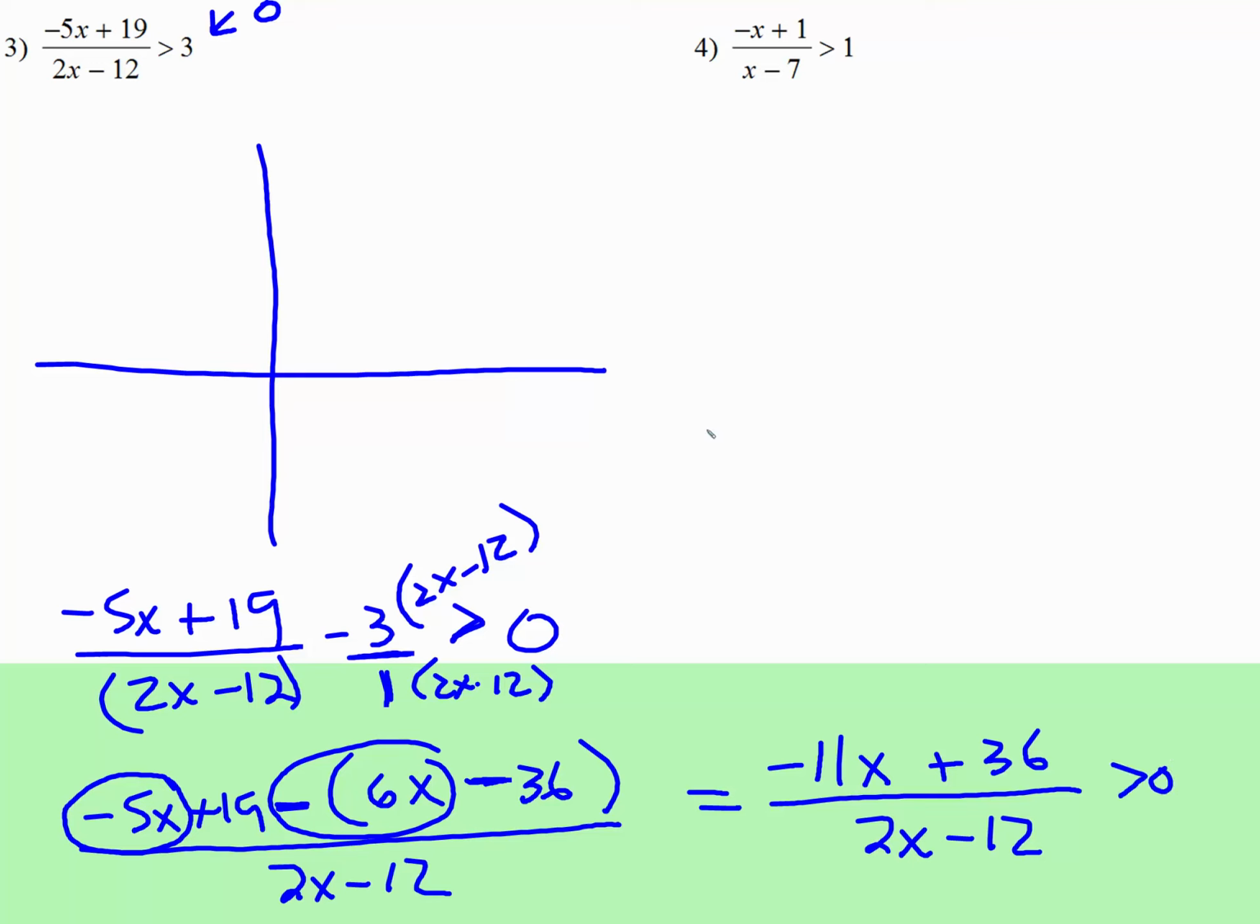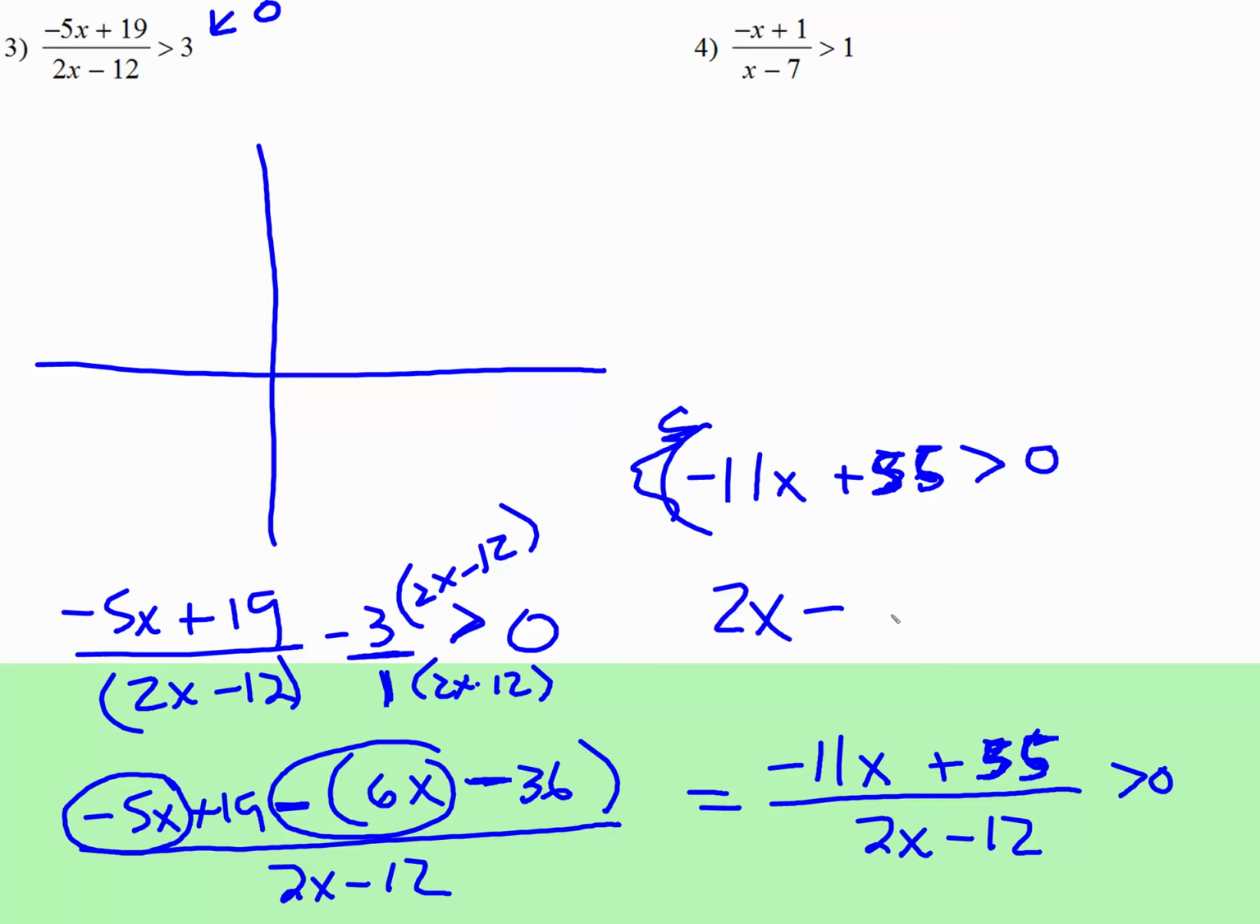Now what you do is you're going to set the numerator, negative 11x plus 36 greater than 0. And you're going to set 2x. Oh, I'm sorry. 36 plus 19. I knew that didn't sound right. Sorry, here's my mistake. I told you subtract a negative is the same as adding. Well, 36 plus 19 is 55. There we go. That makes more sense. So this is 55 now. There we go. All right.